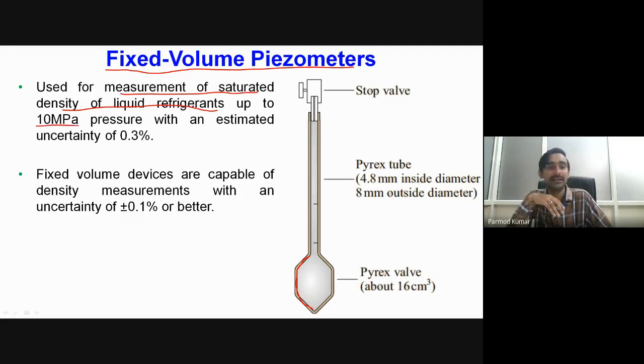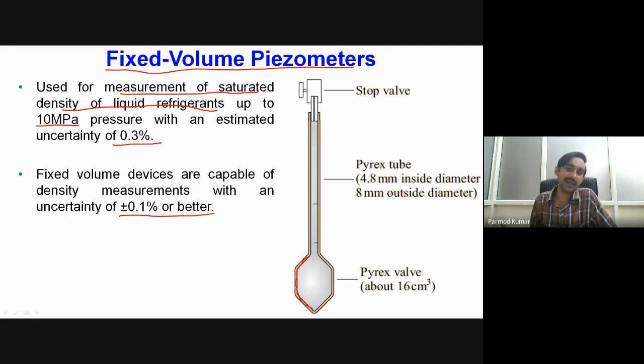So you can see over here that we are having nothing but 0.1 megapascals as our atmospheric pressure. So this has been employed to measure the densities in the range of pressures 100 times that of the atmospheric pressure. And while this density is measured, it is measured within an uncertainty of 0.3%. And fixed volume devices are also capable of density measurements within an uncertainty range of plus minus 0.1% or better.